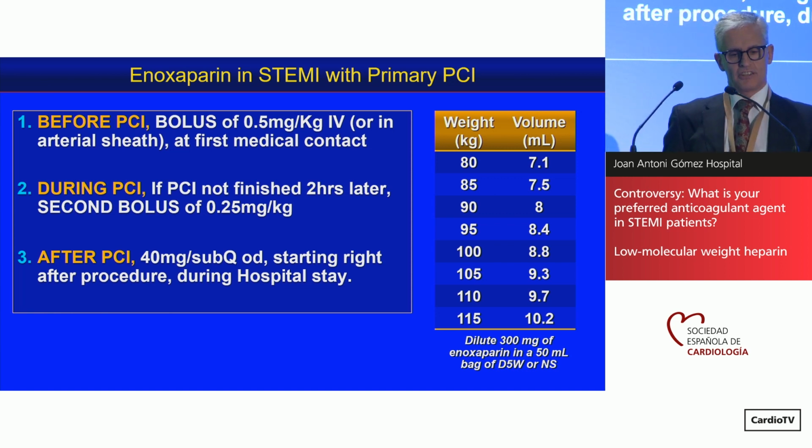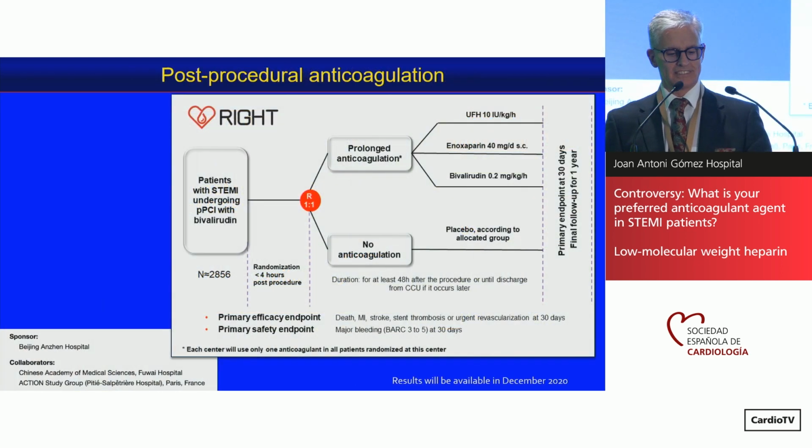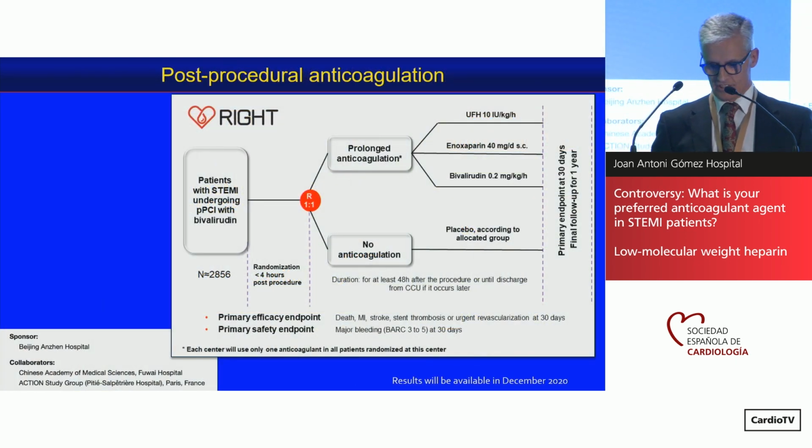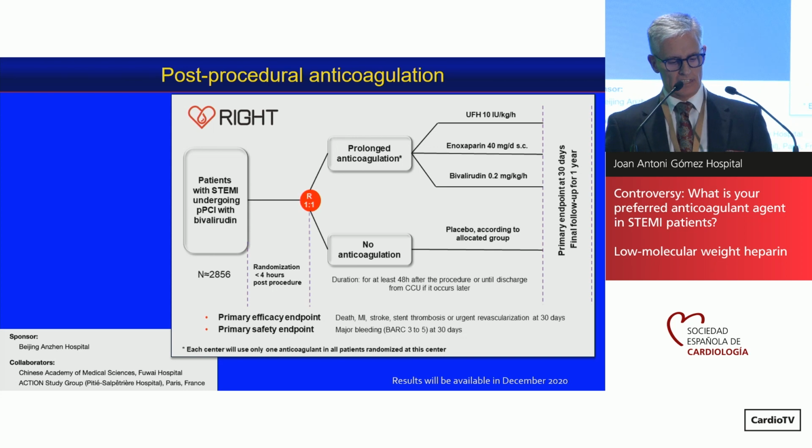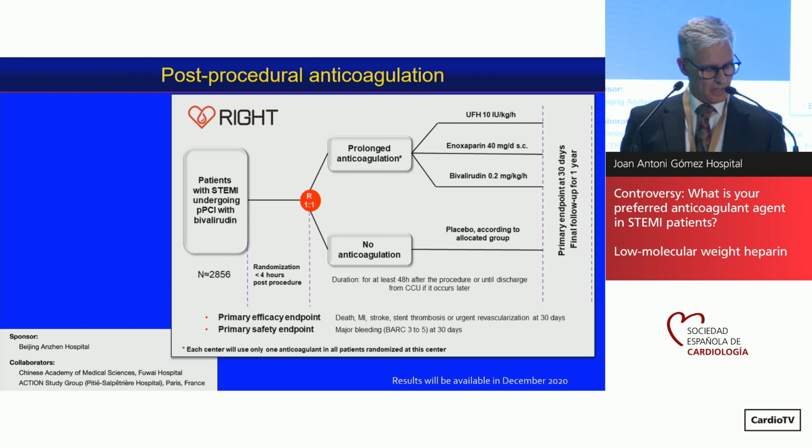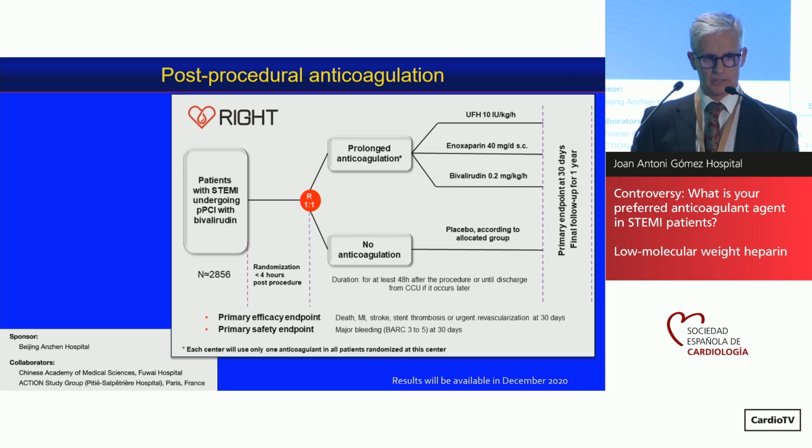It's difficult to understand this third option, but this is the RIGHT trial that is testing this hypothesis. And the RIGHT trial is including patients now. Its sponsor is a Chinese hospital, and the collaborators are the Chinese Academy and the ACTION group from Paris. And they test the hypothesis that we need to prolong the anticoagulation after the procedure, and the prolonged anticoagulation can be with unfractionated heparin with a low dose, enoxaparin or bivalirudin in comparison with no anticoagulation.